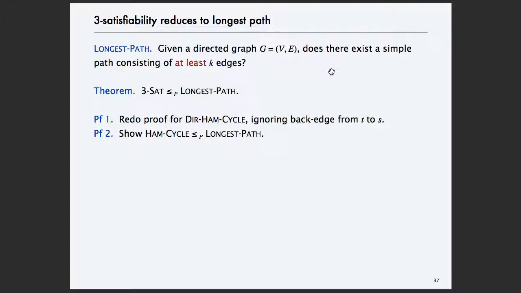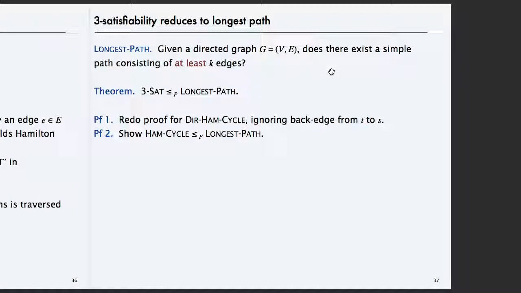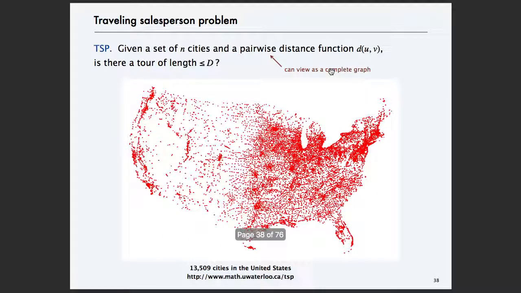3-SAT also reduces to longest path. Longest path asks: is there a simple path consisting of at least k edges? Hamiltonian cycle is basically longest path, except take out the last edge. And so 3-SAT would reduce to Hamiltonian cycle, and so to longest path.